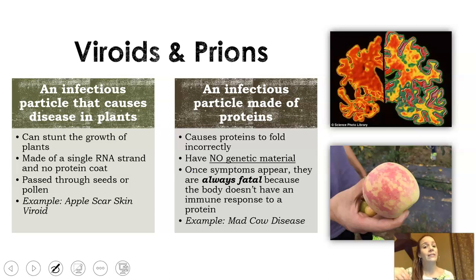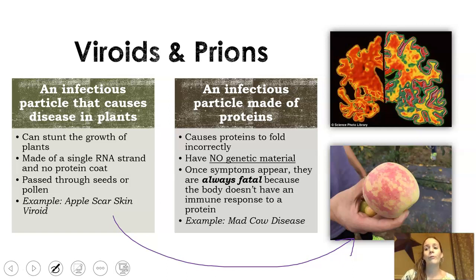They do have a single RNA strand, but they don't have that protein coat, so they don't have that capsid to protect them. And this is typically passed on through seeds or the pollen of the plant. A common example over here is apple scar skin viroid. And honestly, it doesn't really make it look that bad. It still looks like an apple, but if you have a choice between that apple and a nice red apple in the grocery store, you're probably going to pick the red one, right?